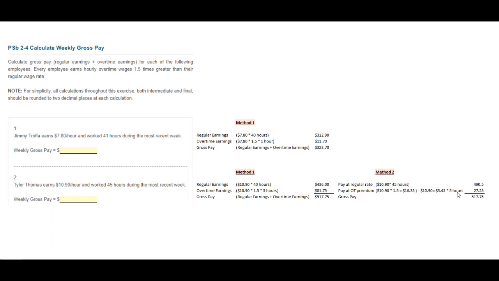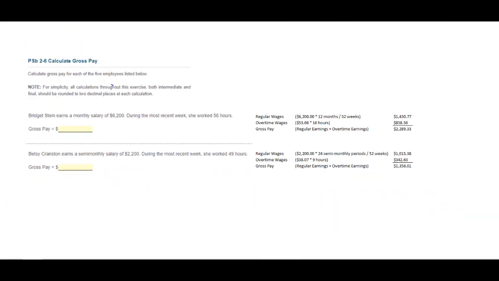Method 1 is more logical, but you do need to know method 2 because we'll use this concept of calculation for later in the chapter. Moving forward to more gross pay calculation.